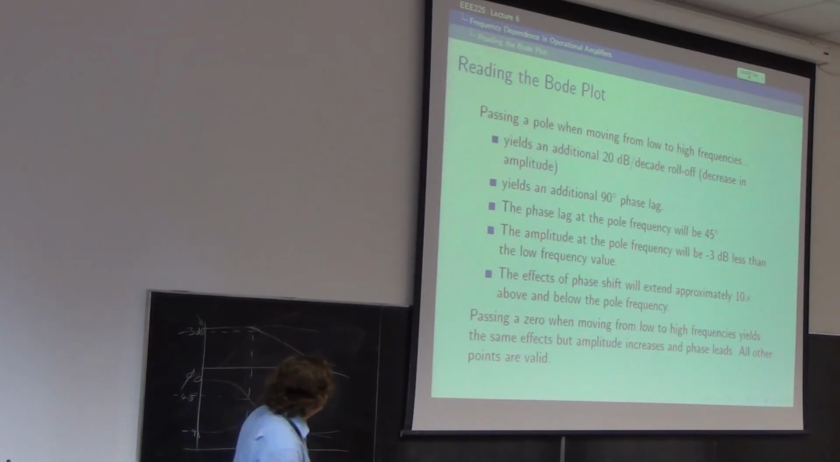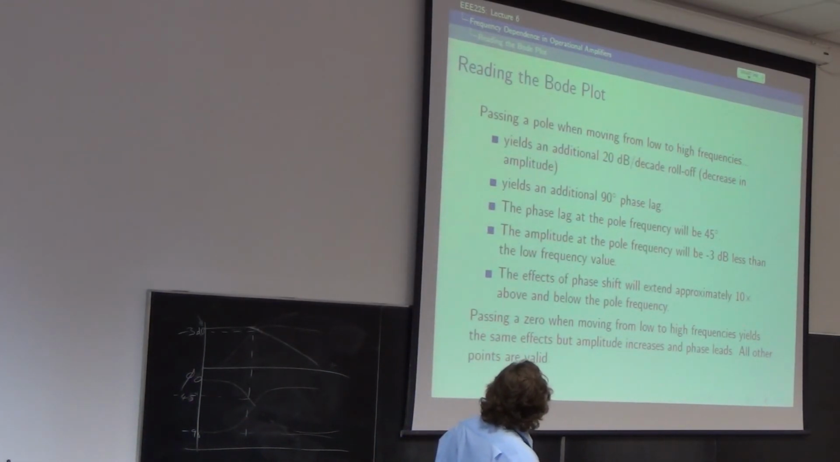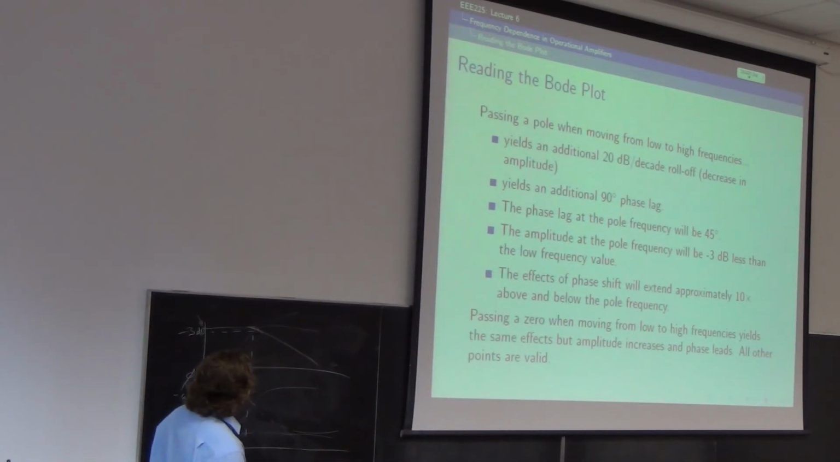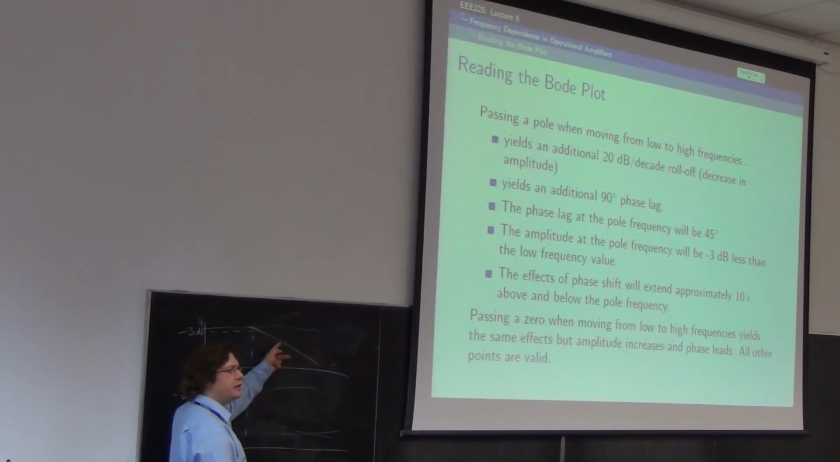So how should I read this Bode plot? The Bode plot's in the prior slide. Passing a pole and moving from low to high frequencies yields an attenuation at the rate of 20 dB per decade. So for that system there, this will be 20 dB per decade because it's the first pole, the first order system. There are no more poles than the one pole.